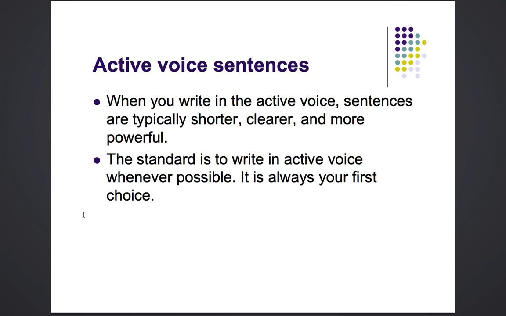When you write in the active voice, sentences are typically shorter, clearer, and more powerful. And this is very important for you to do and have control over in your sentences. The standard is to write in the active voice whenever possible. It's always your first choice, and this is very important when you're doing academic writing as well as other types of writing. But especially in academic writing, it's always important to be as clear as possible in expressing the ideas that you're trying to get across.